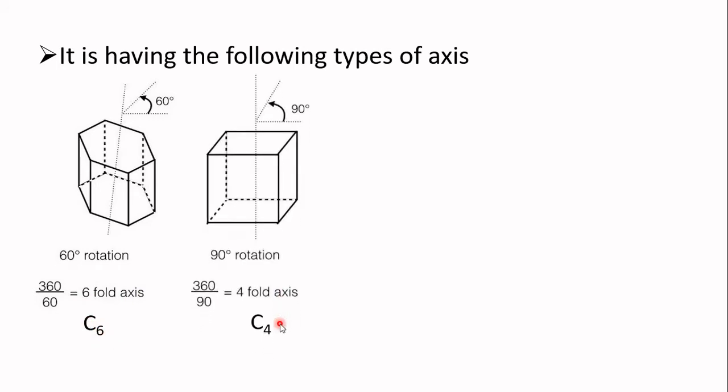Let me consider one more example. This is the imaginary line or axis about which we can rotate the crystal through an angle of 90 degrees to get the same appearance. That means when we rotate the crystal through 360 degrees about this axis or line, we will get the same appearance 4 times. Hence, this axis is called a 4-fold axis. It can be represented as C4.